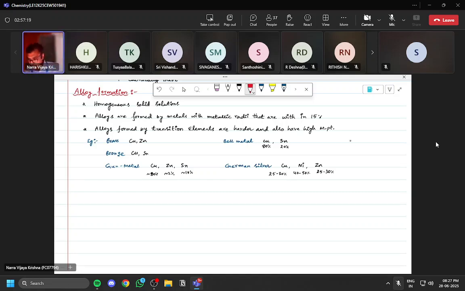Note, very, very important point, sir. Note, amalgams are also alloys. Metals on mixing with mercury form amalgams, which are also alloys. Iron, platinum, tungsten, tantalum, they cannot form amalgams.